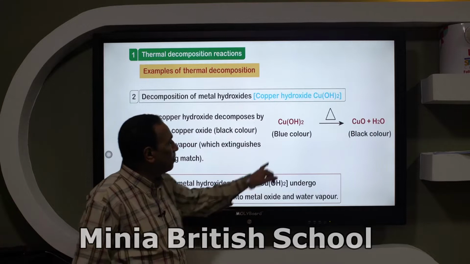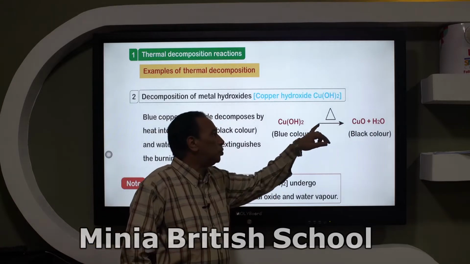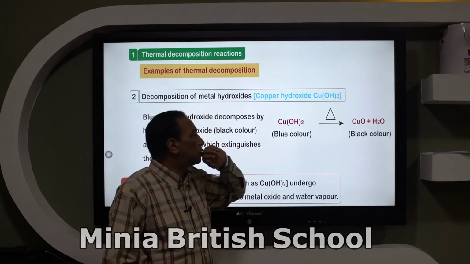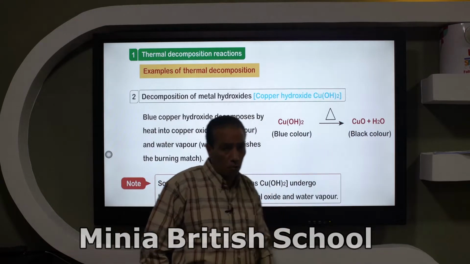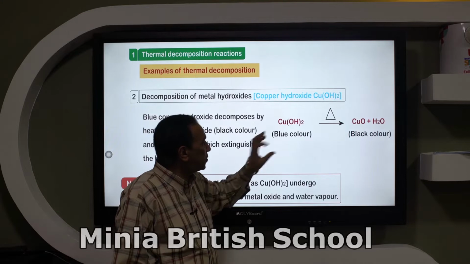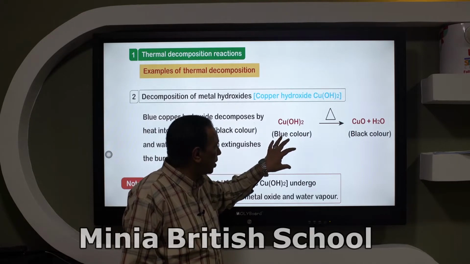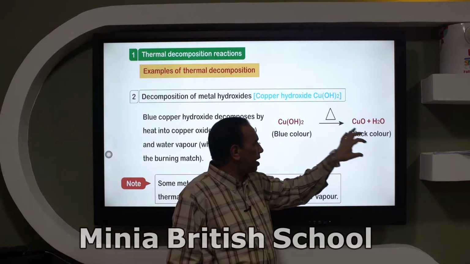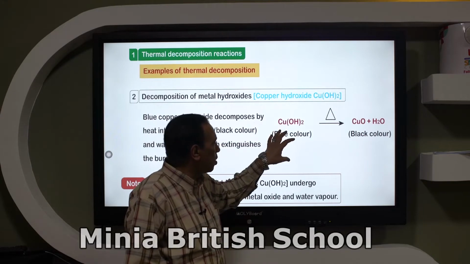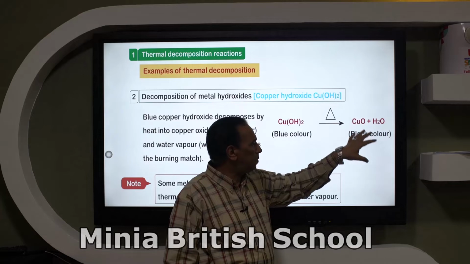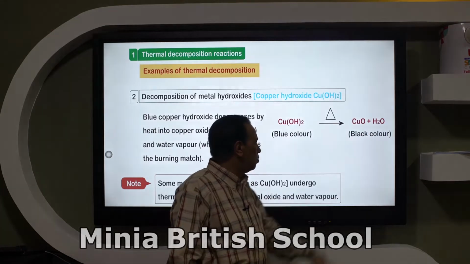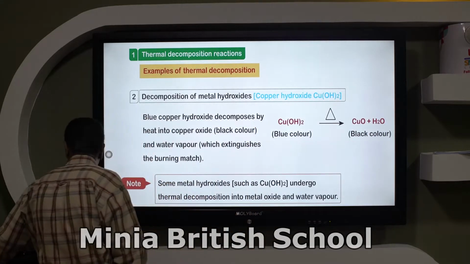The second equation is the decomposition of copper hydroxide. Copper hydroxide has a blue color, but if you heat it, it decomposes by heat into copper oxide, which is black in color, and water vapor. In this case, there is also a change in color from the blue color to the black color due to decomposing the copper hydroxide into the black copper oxide.